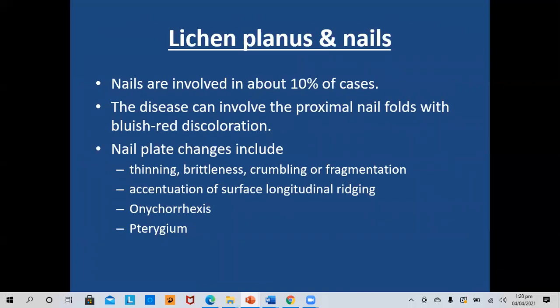Lichen planus and nail. Lichen planus is also a very important disease that affects the nail, and the nail is affected in 10% of patients of lichen planus. The disease can involve the proximal nail fold with bluish-red discoloration. Nail plate changes include thinning, brittleness, and crumpling or fragmentation of the nail plate, accentuation of the surface longitudinal ridging, onychorrhexis and pterygium formation.